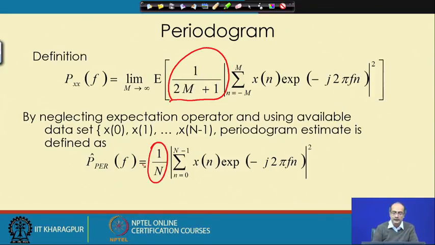And for practical use, two more things are done. We always have limited data, and we have used all of it, 0 to N minus 1. So, there is no point in keeping this limit term. So, this limit is dropped to make it usable.